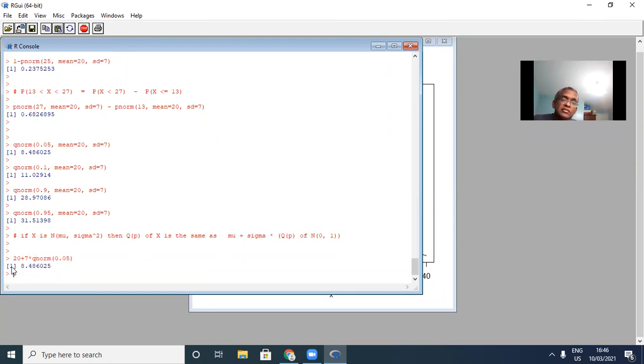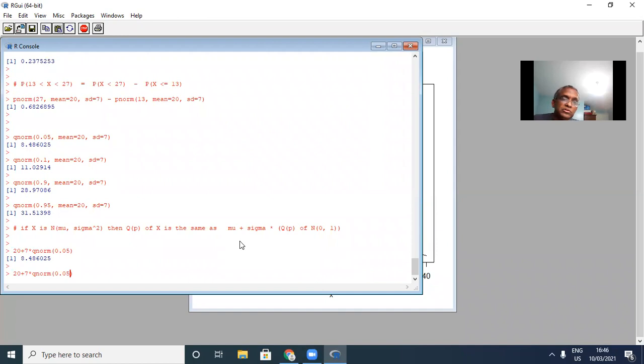I get this, and this is exactly what I got earlier. Remember, these are the same, right? This and this are the same. So both approaches give the same answer, as they should, right?